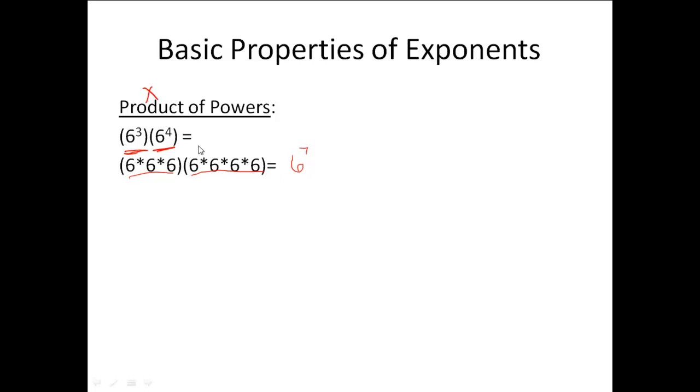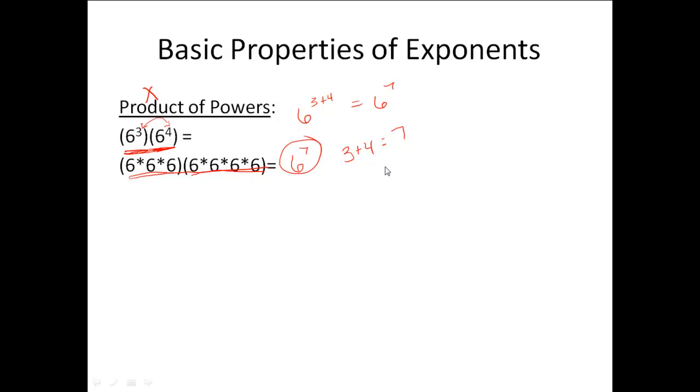Well now, if you look back at what we started with, how could I use my exponents to get to this answer without having to write it out in terms of multiplication? Hopefully you've noticed that if you take 3 and add it to the 4, we get our 7. So when we have a product of powers, we can write it in terms of addition of our exponents.